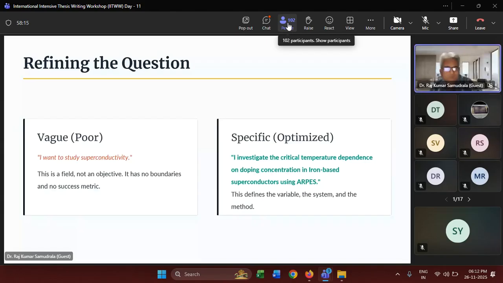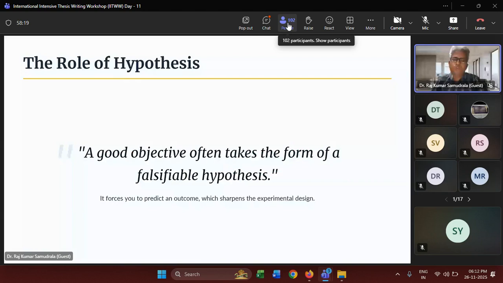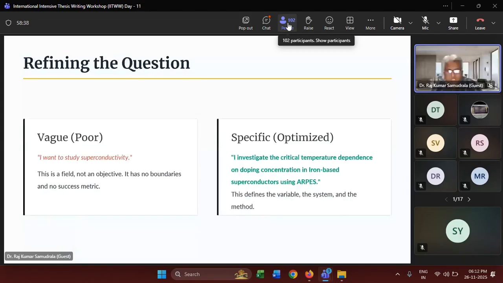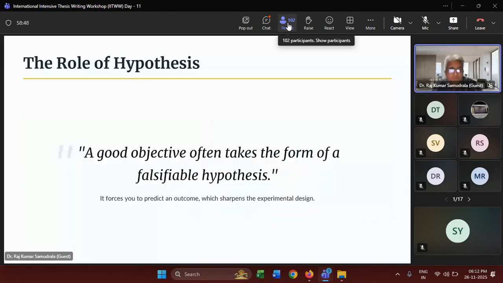The role of hypothesis. Whatever problem we are choosing, a good objective often takes the form of a falsifiable hypothesis. A good objective, whatever objective we are taking, is great for those who chose it, but it must have some specific optimized variables, then only it will be valid. A good objective often takes the form of a falsifiable hypothesis.